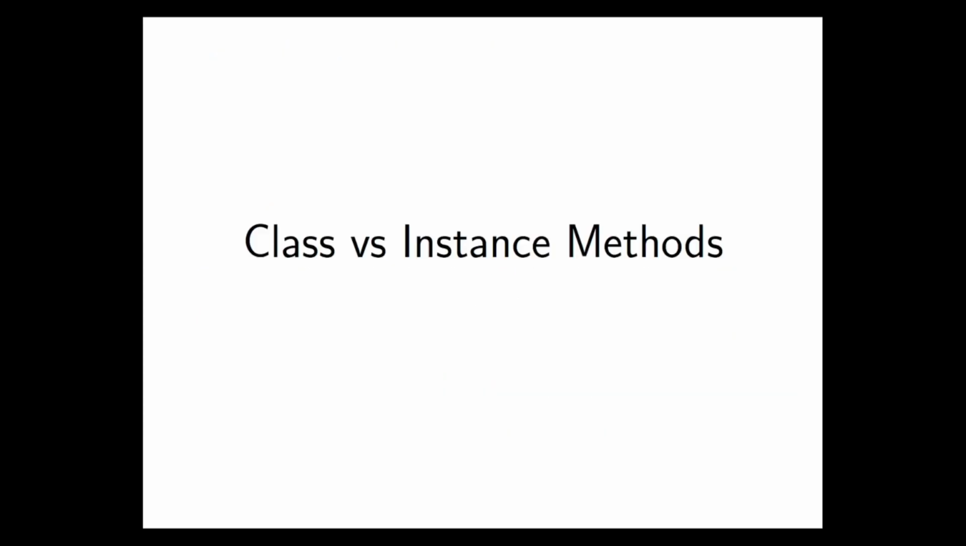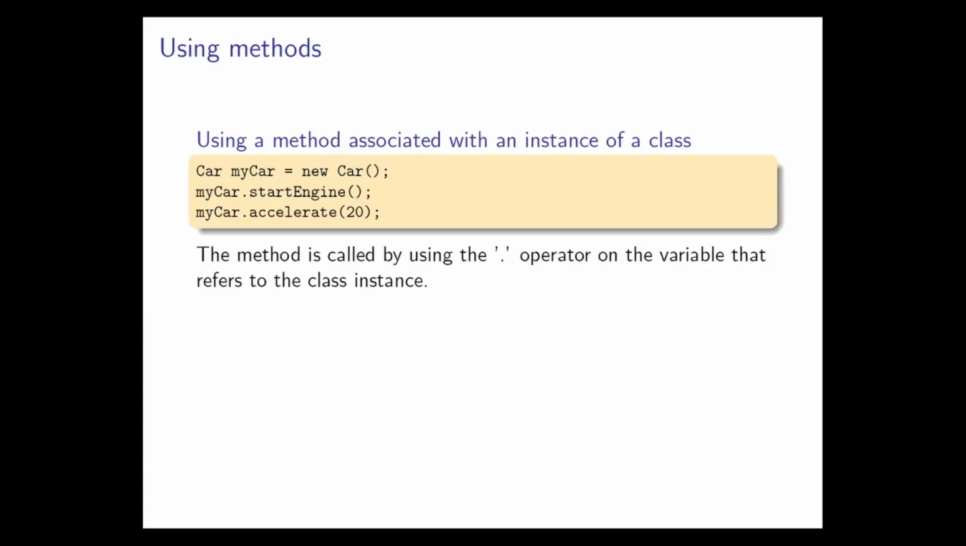Now, we're going to say a bit about class methods versus instance methods next. So you've already seen some examples like this, where we are going to use a method that's associated with an instance of a class. In other words, we're going to send a message to an object using a reference to that object, and the name of the message will be telling the object which method to invoke. It's not exactly calling a function, but it's jolly similar to calling a function. So we're saying, hey, my car, start your engine. And you do that using the syntax that you've seen already. You use the dot operator on the variable that refers to the class instance.